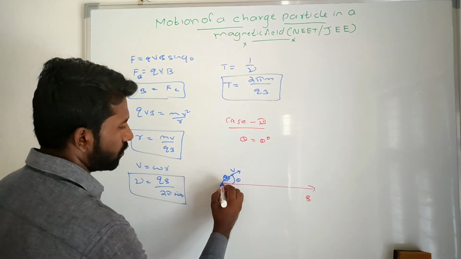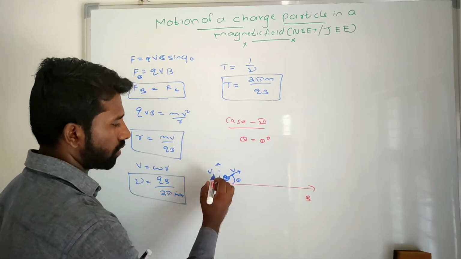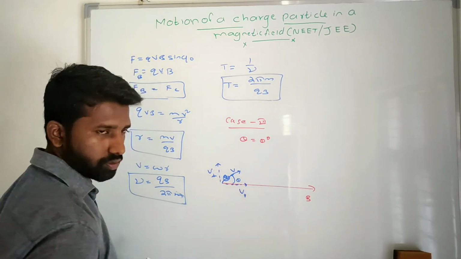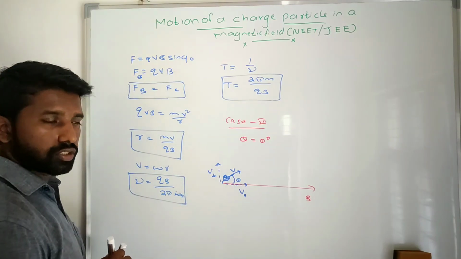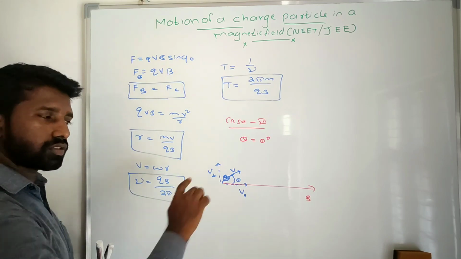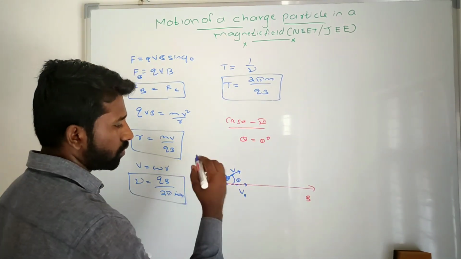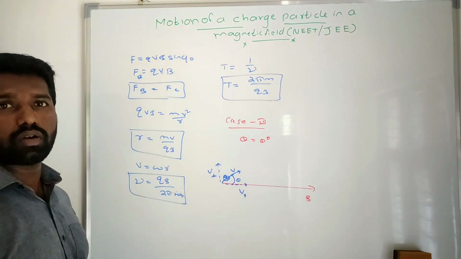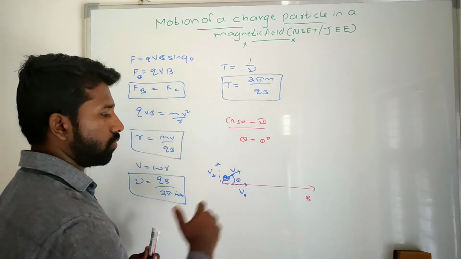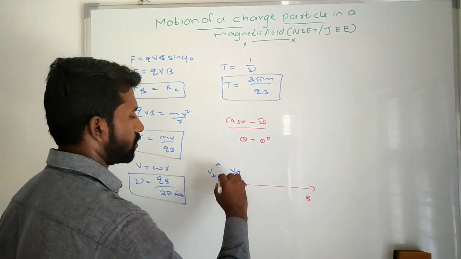Okay. So this velocity has two components. One is like this, that is the perpendicular component, and another is like this, the parallel component. The parallel component tries to make the charge move along the field, and the perpendicular component tries to make the charge move in a circular path. Okay. So with the combined effect of the circular motion and the linear motion, you will get a helical path. You will get it like this.